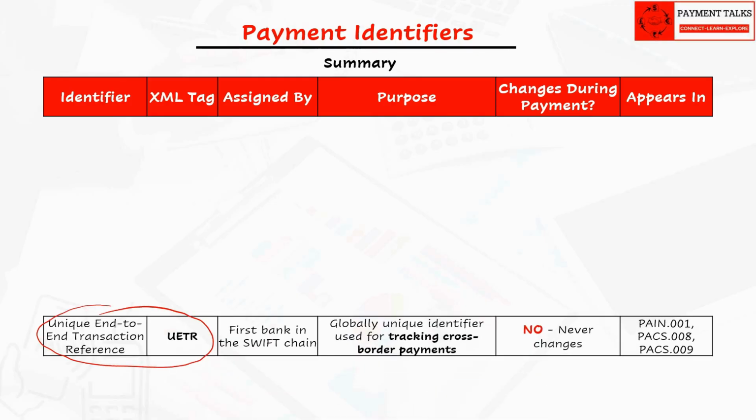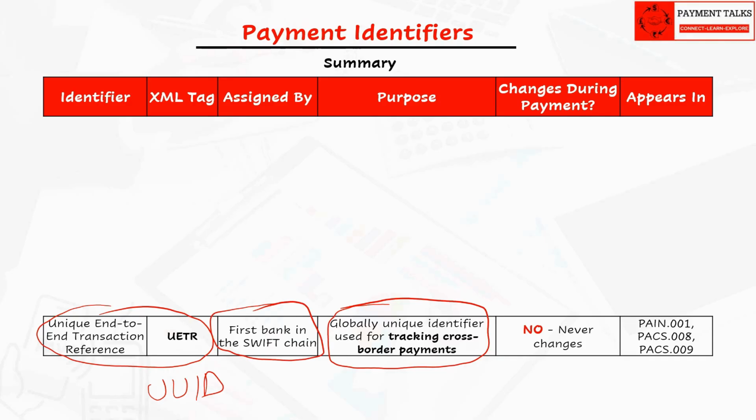What it is: a globally unique identifier formatted as UUID, that is Universally Unique Identifier, used to track cross-border payments across the SWIFT network. Introduced with SWIFT GPI, that is Global Payments Innovation, it is now mandatory for all CBPR plus cross-border transactions. Who creates it? Typically the debtor agent, the first bank in the SWIFT chain.